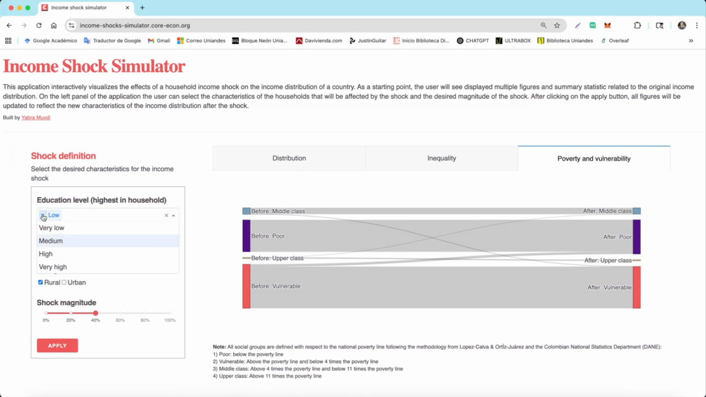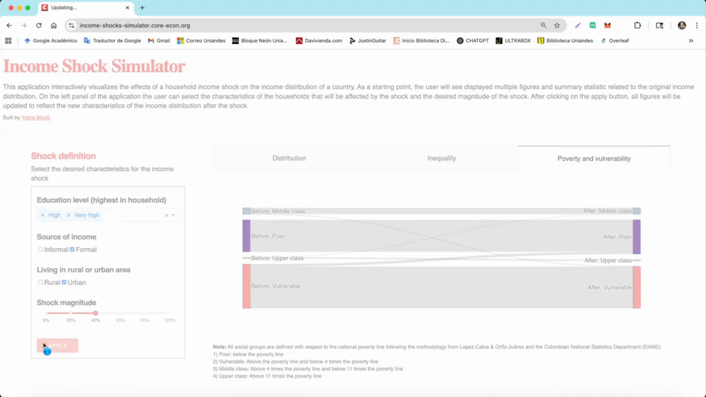Here, we need to completely clear our initial selection before proceeding. With regard to the education level, please select higher and very high or advanced education levels. As for the income source, please select formal income. Deselect the rural areas and select the urban regions, and then apply a significant shock, quite similar to the one we previously utilized in our initial simulation.